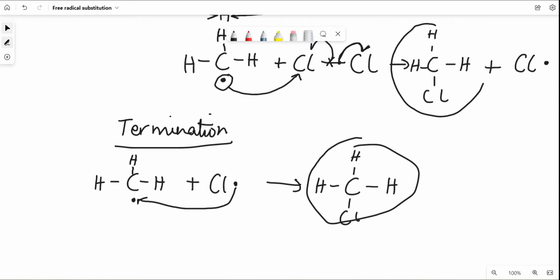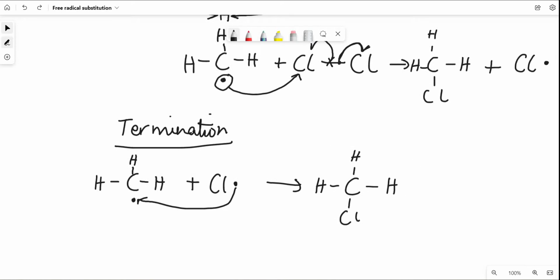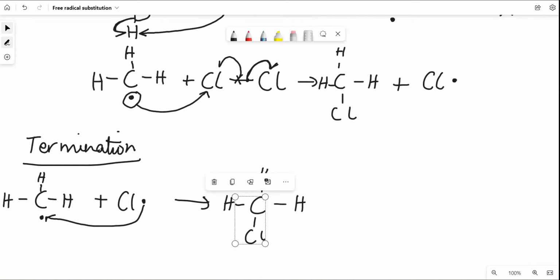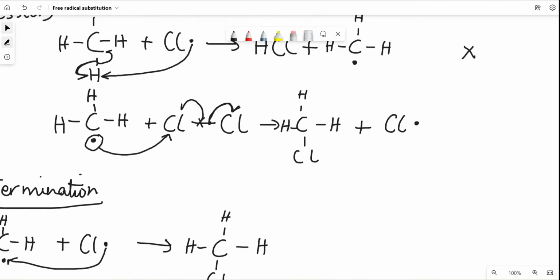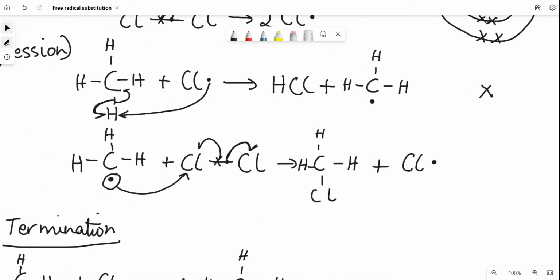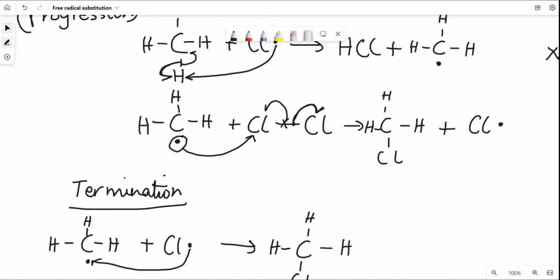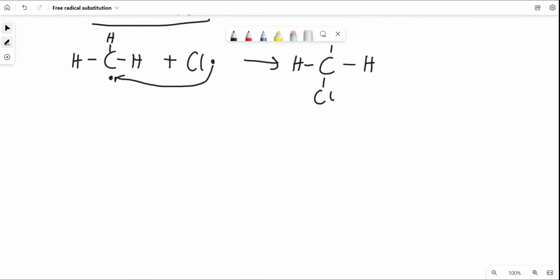And so this is the primary product of this reaction, because there's two of them, one here and one here in the termination step. And so you can figure out the primary product by looking at which molecule is produced both in the progression step and the termination step.